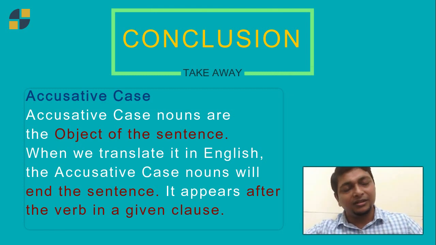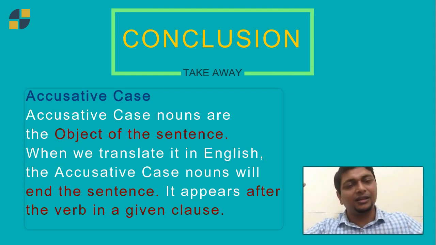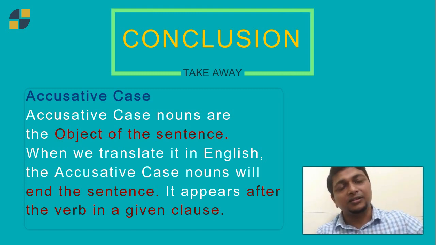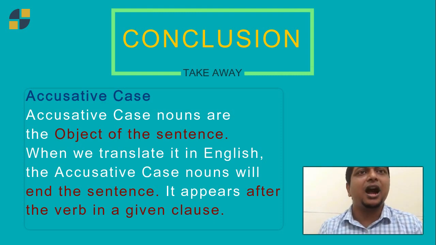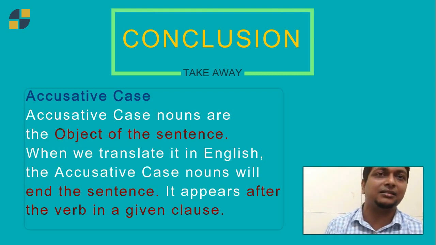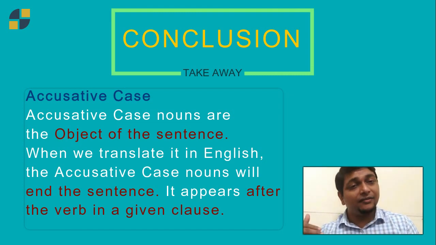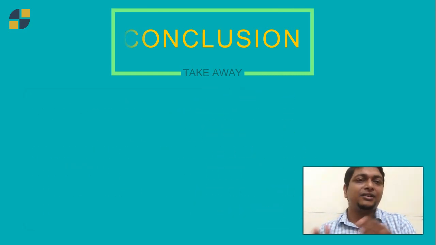So it is the engine, the subject. In between there is the bogie, which is the action, and this action is imposed on the object, which is the brake van or the mail van or the guard van. So, accusative case nouns are the object of the sentence. When we translate them in English, the accusative case nouns will end the sentence. It will appear after the verb. So, the nominative case appears before the verb. The accusative case appears after the verb.